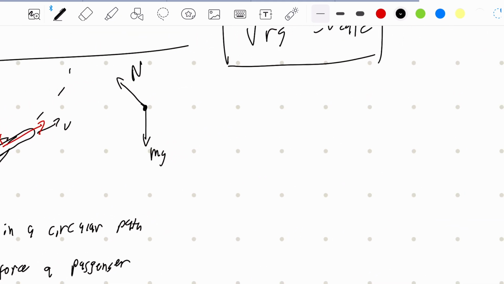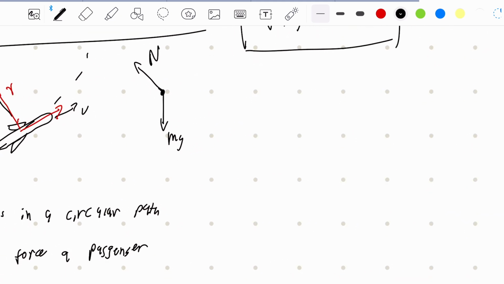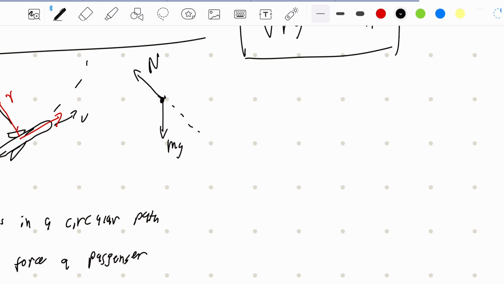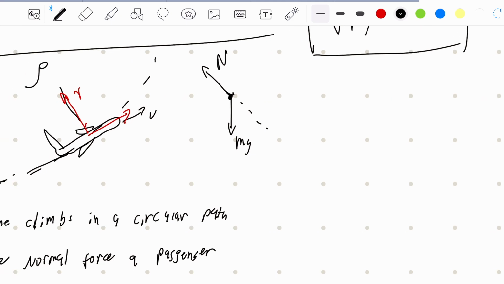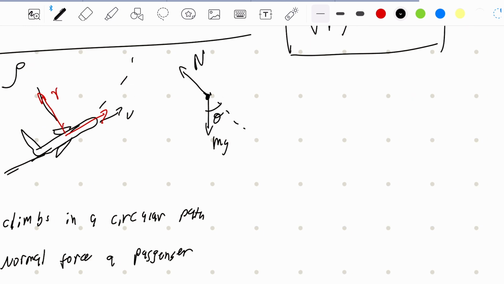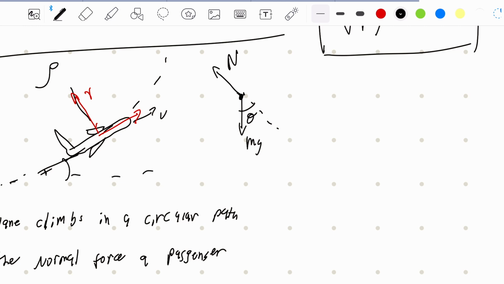So let's go ahead and write our free body diagram. We have this, something like that, and we'll give this some angle theta, because this is like it's climbing out at typically a 15-degree angle or so, 11-degree angle. So we'll say that this is the same angle there.